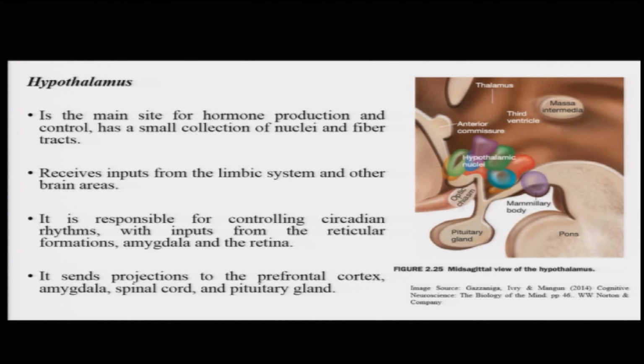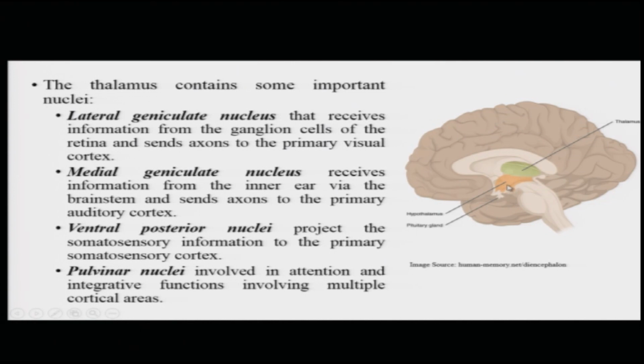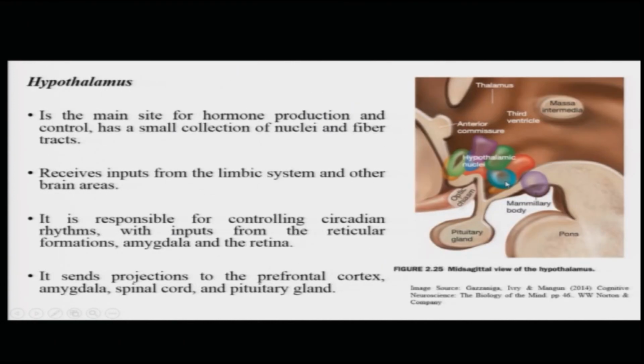We can talk a little bit about the hypothalamus as well. The hypothalamus is just this region under the thalamus. You can see, if this were the thalamus, this region here under the thalamus is the hypothalamus. It is a very important site for hormone production and control. It also has a small collection of nuclei and fiber tracts, as you can see. Now, the hypothalamus receives input from the limbic system and other brain areas. It is responsible for controlling the body's circadian rhythms, which it does by getting inputs from the reticular formations, amygdala and the retina.